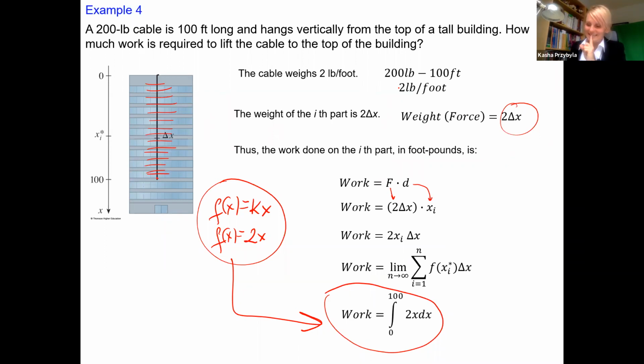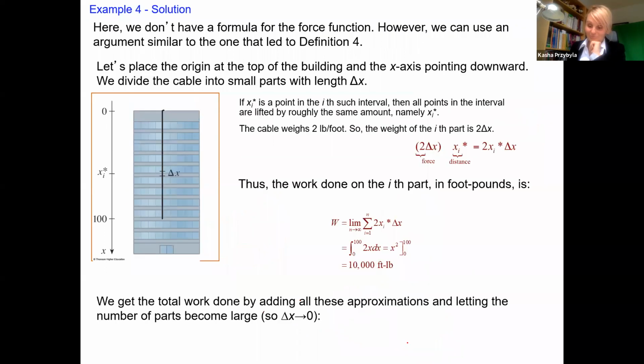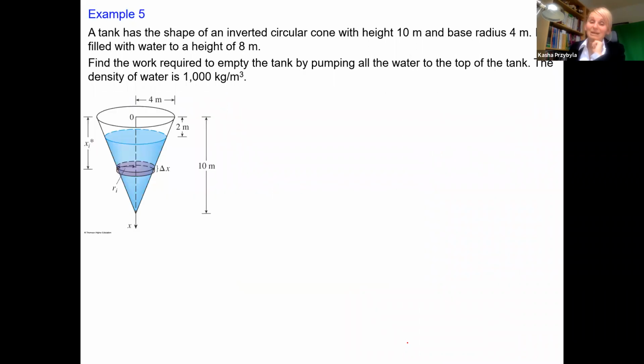Okay, let's see. I did calculate 100,000 foot pounds, but that's fine. I'm just really interested in that integral. That's the solution. I was typing my thoughts, but then I have this question.